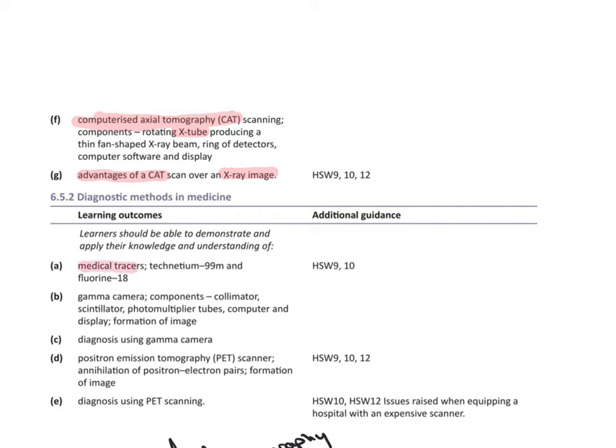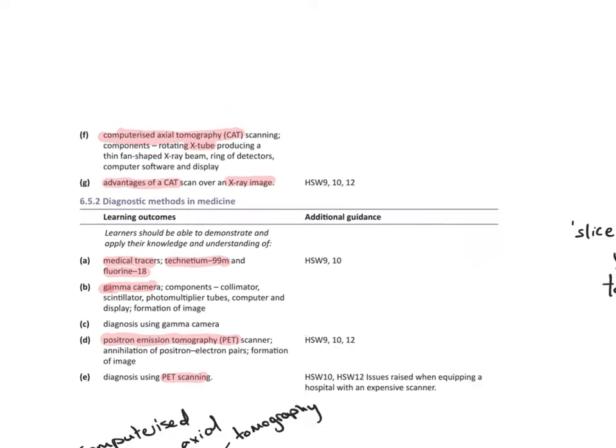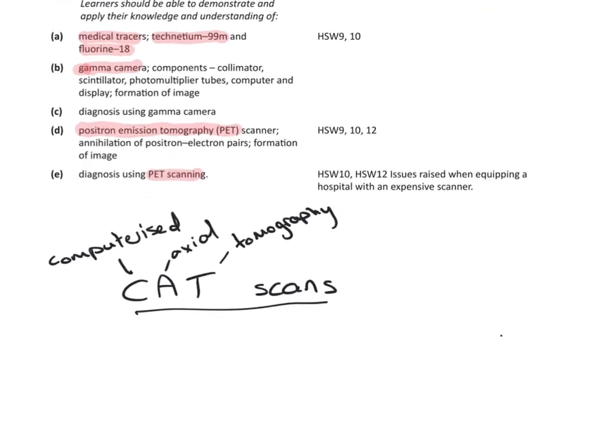Then we're going to have a look at medical tracers, especially technetium-99 and fluorine-18. We also have a look at the gamma camera and how diagnosis can be done using a gamma camera, its components, and also the positron emission tomography scanner and how that works, and how to use diagnosis with PET scanning. So we're going to start first with CAT scans.